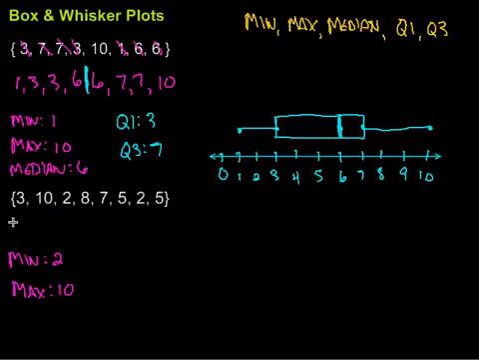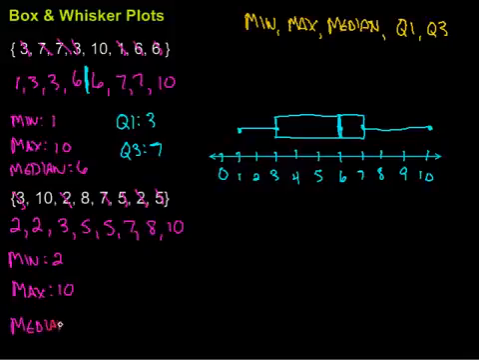Then I need to find the median, so I have to put them in order. So let's go ahead and do that. So we have 2, 2. Let's see, next smallest is 3. Then we've got a 5 and a 5. Then 7, 8, and 10. Okay, so the median, remember again, the median is the middle value of our set when it's in order. So let's see, 1, 2, 3, 4, 5, 6, 7, 8 values in this data set again.